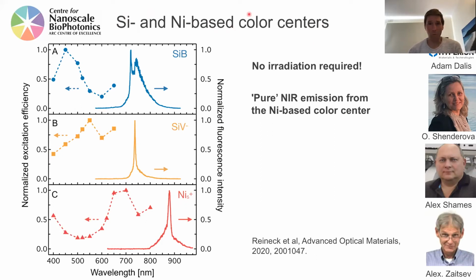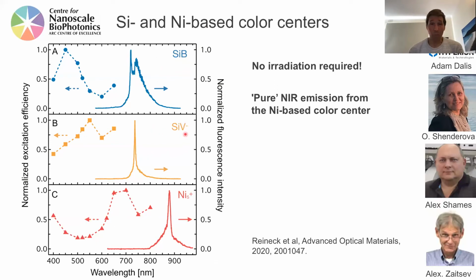Now, these particles were made at Hyperion Technologies, led by Adam Dallis in the US. But also Olga, Alex Shames, and Alex Zaitsev were involved in that project. And Alex Shames did very, very nice EPR analysis of those defects. And we mainly identified 3 defects in these particles. So in the silicon-doped particles, we found a silicon boron defect, where we don't exactly know what that defect looks like at the moment. Problem is that we can't detect it in EPR. So it's difficult to identify the structure.